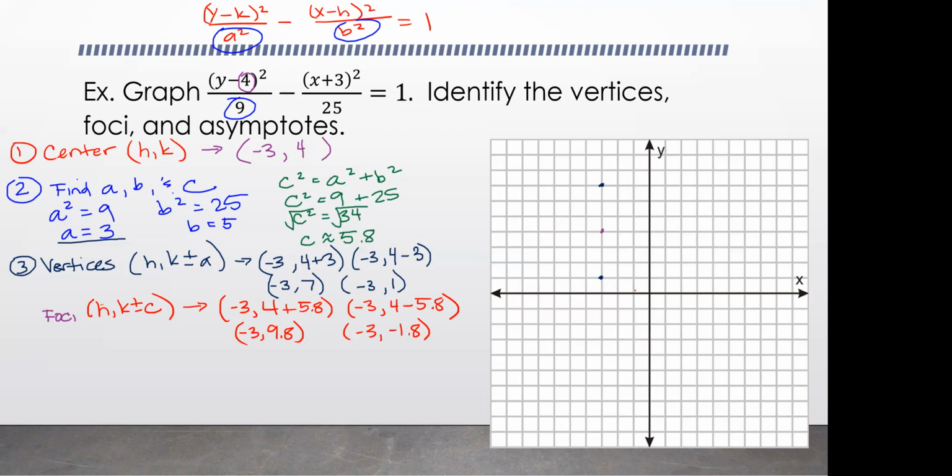Okay, so I plot those as well. This would be -3 and 9.8, so almost 10. And then over here, -3, -1.8, so about there. And then the last thing it says is to identify the asymptotes.